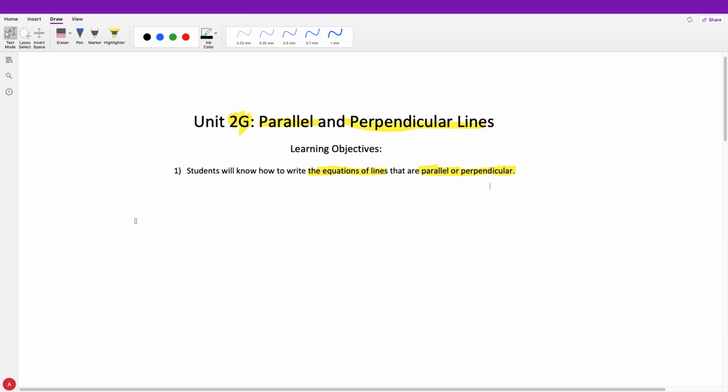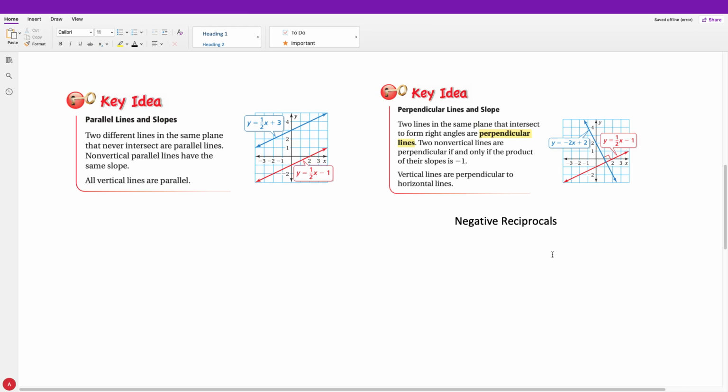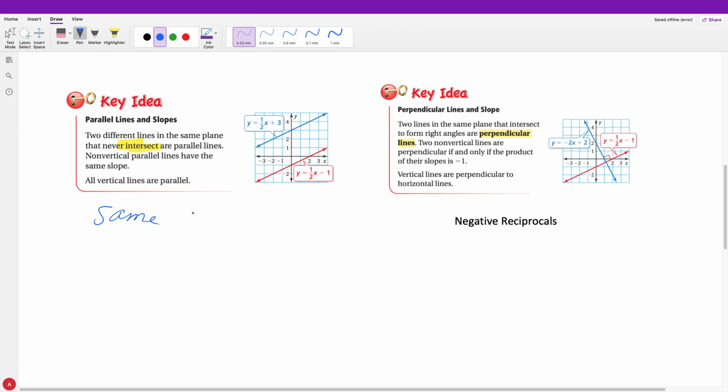All right, so let's go ahead and talk about parallel and perpendicular lines again real quick, and then we'll get into a couple examples. So, as we talked about in class before, we know that parallel lines are two lines that never intersect, so it means they never ever touch. And we can identify that they're parallel because they will have the same slope. So if the two lines are parallel, then we know that their slopes are exactly the same.